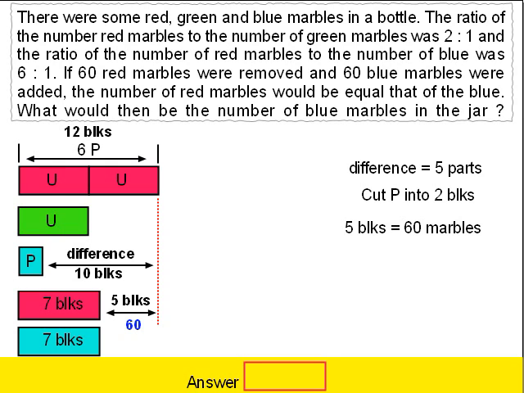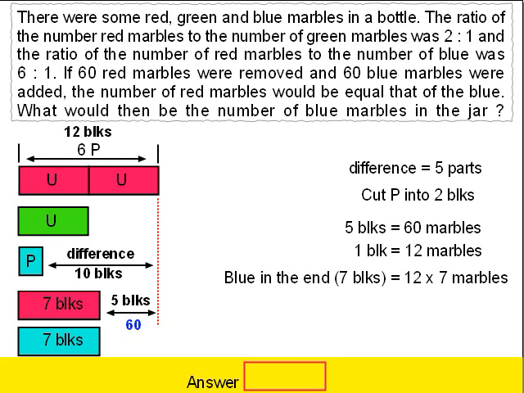So 1 block will be equal to 12 marbles. And then the question asks, what would then be the number of blue marbles in the jar? Blue marbles in the jar equals 7 blocks in the end. So we take 7 multiplied by 12, and that will give us 84 marbles. So the answer to the question is there would be 84 blue marbles in the jar in the end.